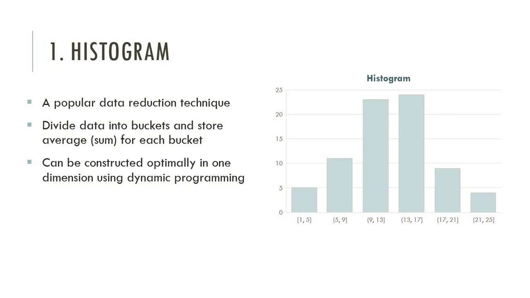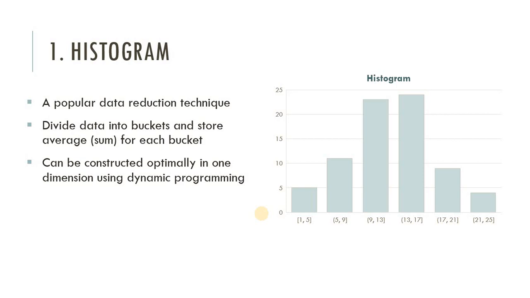A histogram is a popular data reduction technique. It divides the data into buckets and stores the average or sum of each bucket. It can be constructed optimally in one dimension using dynamic programming. This figure shows the histogram. We can visualize our data, or replace our data format with the histogram. We can easily compare, conclude, and summarize our data. That is why the histogram is very important.